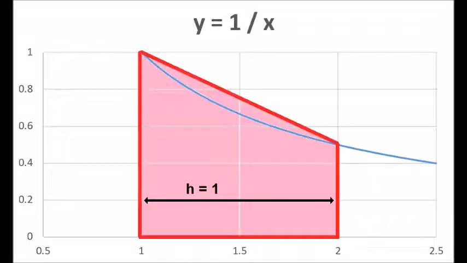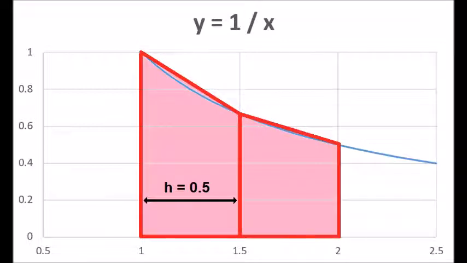We could start off by approximating this with a trapezoid. The area is shown in pink. In this case, notice that it tends to overestimate the true area beneath the blue curve. Also notice the mesh size h equals 1.